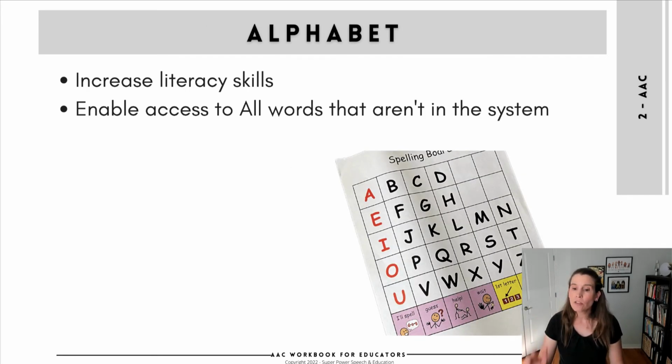Okay, and remember the third part of a robust AAC system is access to the alphabet. We need to make sure, even if our students are not yet able to spell words or read, that they are always being exposed to the alphabet and other people are showing them the words. And there's two big reasons. The first is that, of course, it's going to increase literacy skills if they have access to the alphabet all day long.